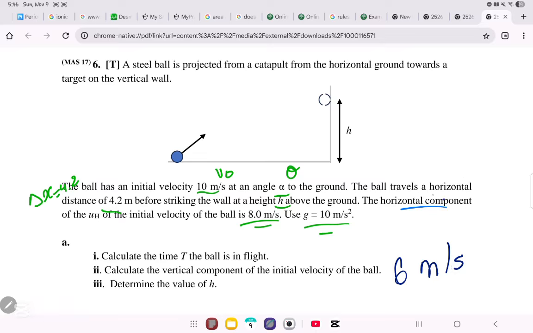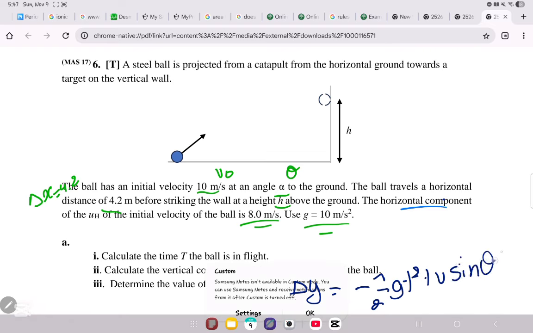Now determine the value of h. H is delta y, right? What's the equation of delta y? It's minus half gt squared plus v0 sine theta t. So delta y, which is h, is equal to minus half of 10, so minus 5 t squared, plus v0 sine theta t, so plus 10 sine 37 times t. Now we found t in the first part. How much was t in the first part? It was 0.53. So we'll substitute it over here by 0.53.